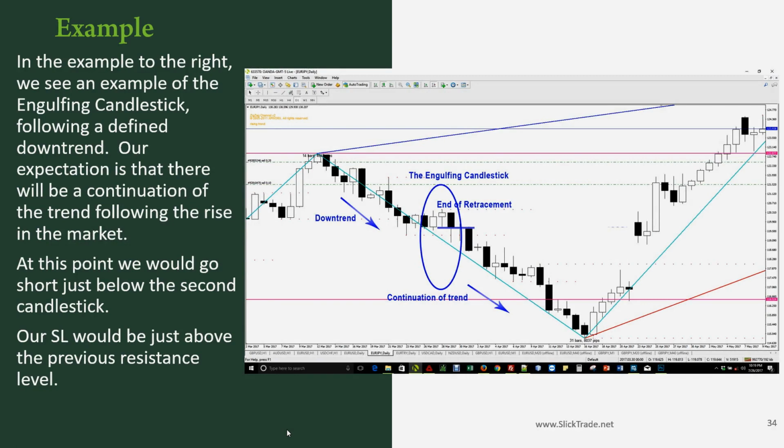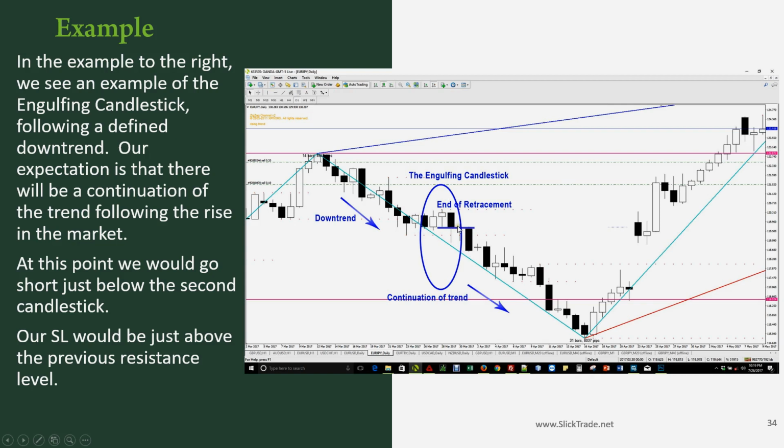One more example for you, and this is an example of an engulfing candlestick following a defined downtrend. Our expectation is that there's going to be a continuation, and it'll be following the rise in the market or the retracement. At this point, we would go short just below the engulfing candlestick, and our stop loss would be just above the previous resistance level. So here's our defined downtrend. Here's our rise in the market or the retracement.